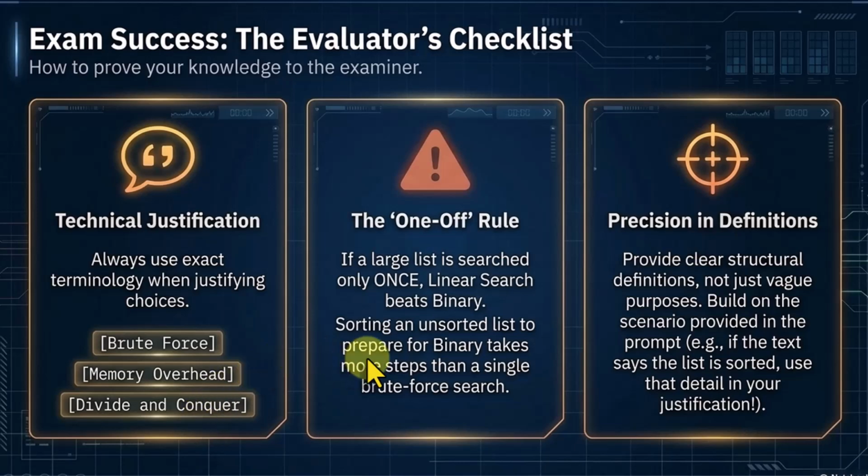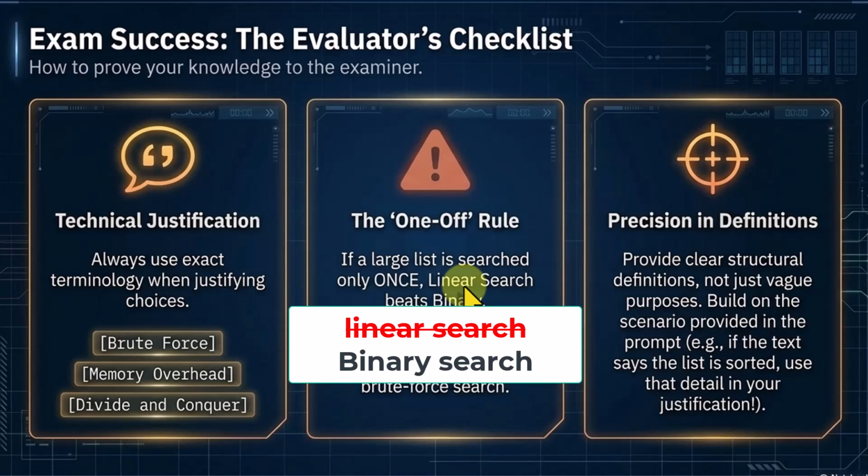Then, if a large list is searched only once, linear search is better. There is a very large list and you need to perform a search on that once, so go with linear search. But if a lot of searches will happen, then you can first sort it, then after that work with binary search, so that will be better.